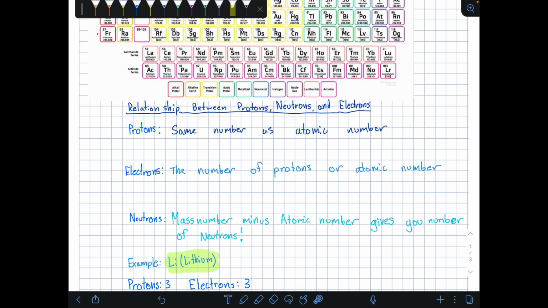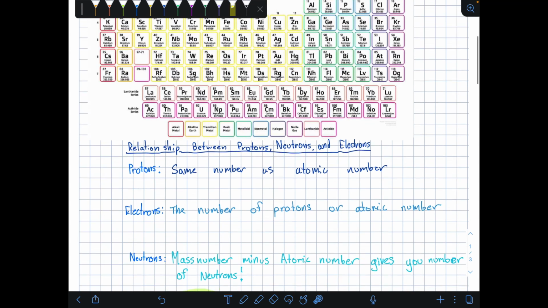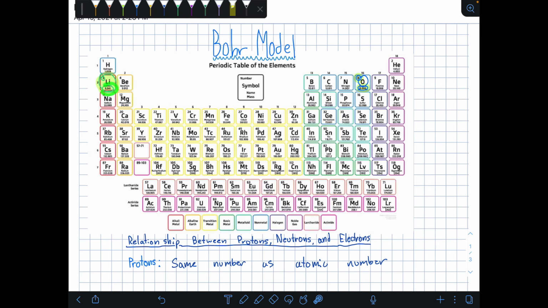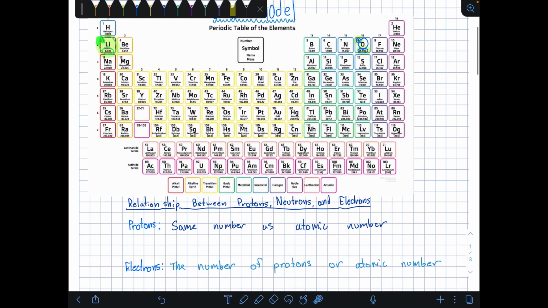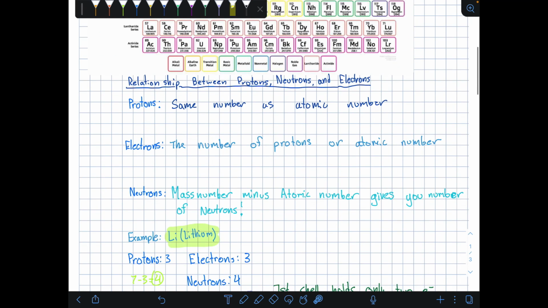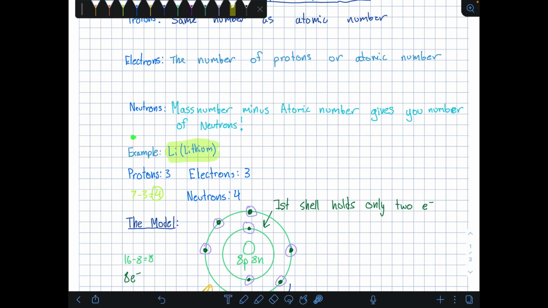Neutrons are a little bit more complicated. You take your mass number, and you subtract your atomic number from it, making sure to round to the nearest whole number, up or down. That gives you the number of neutrons. And then we did a quick example. You can always replay this part of the video so you make sure you know it well.